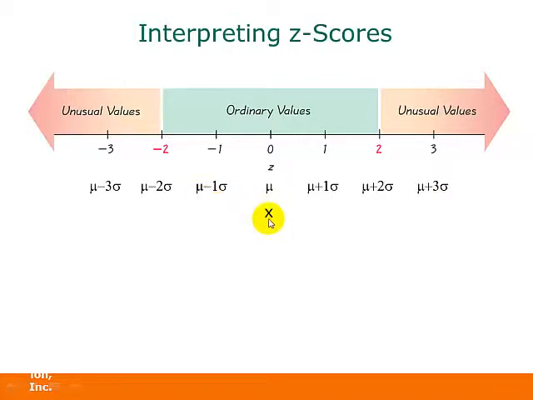Now, if your z-score turns out to be somewhere between these integers, then that gives you an idea of the placement of the x value on this particular graph. For example, if our z-score came out to be 1.5, which would be about here, that would mean our x value would be halfway between 1 standard deviation and 2 standard deviations above the mean.